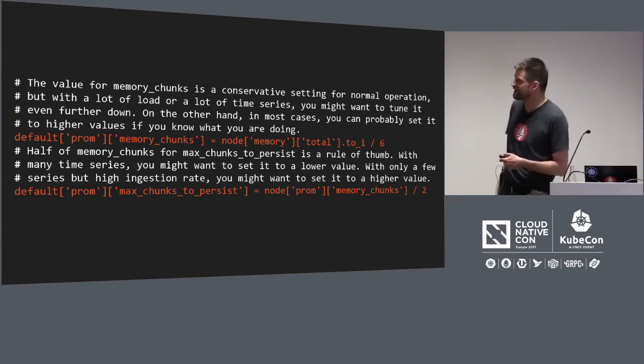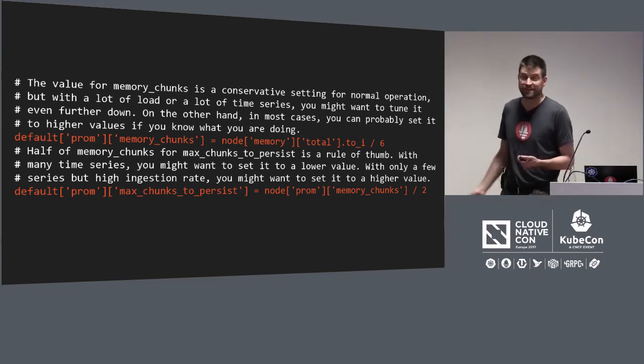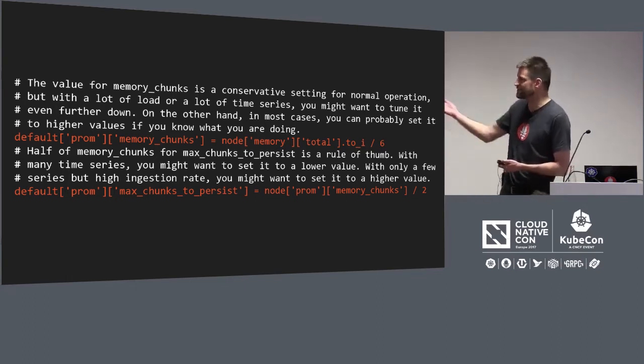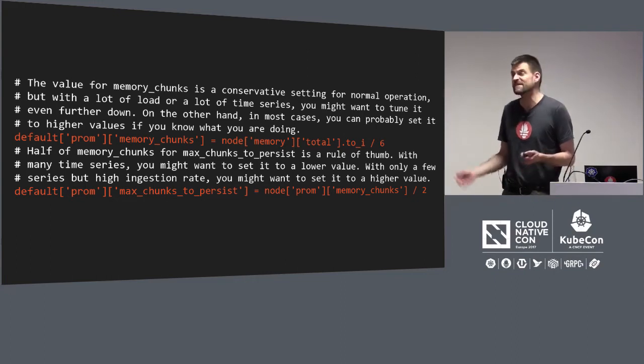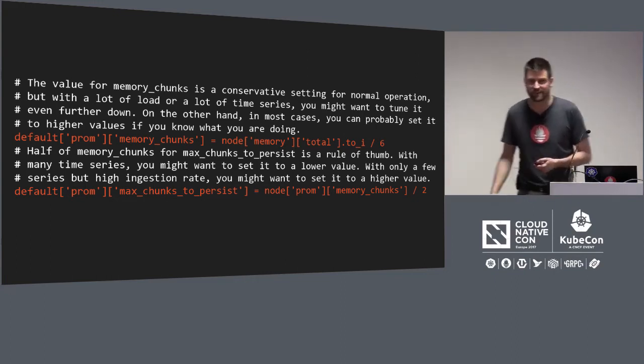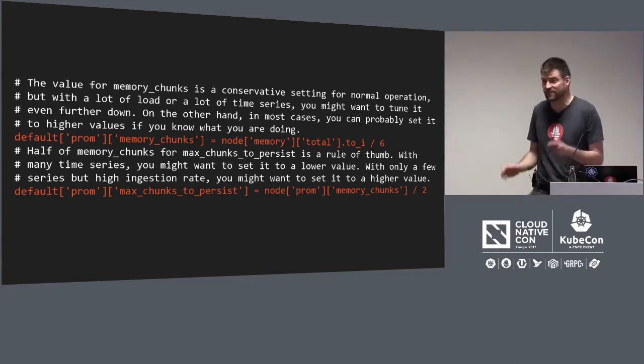You can try that yourself, but sometimes you have to tweak it, which is not a good situation to be in, but yeah, manageable. And then the other question is, max chunks to persist. What's a good value there? We just use half of the other value. In general, good idea, but it again depends on things. If you really want to batch up a lot, then you want to have this as high as possible.